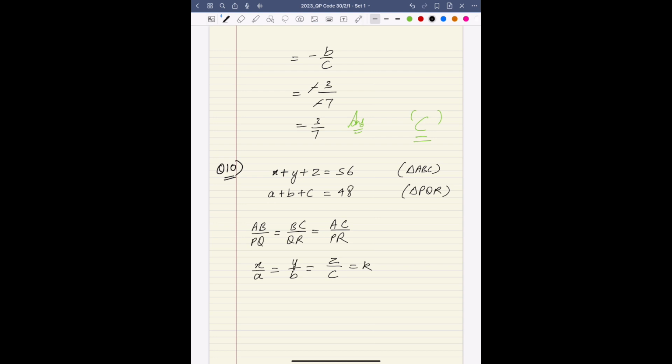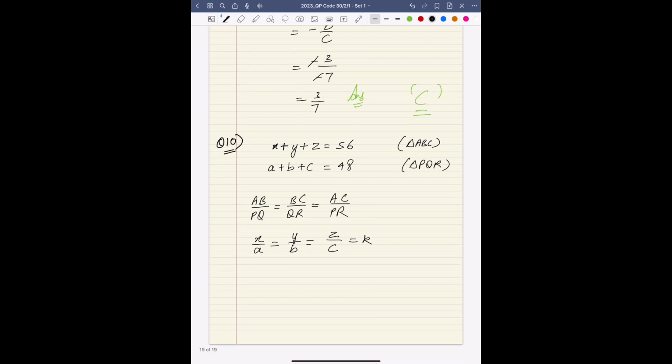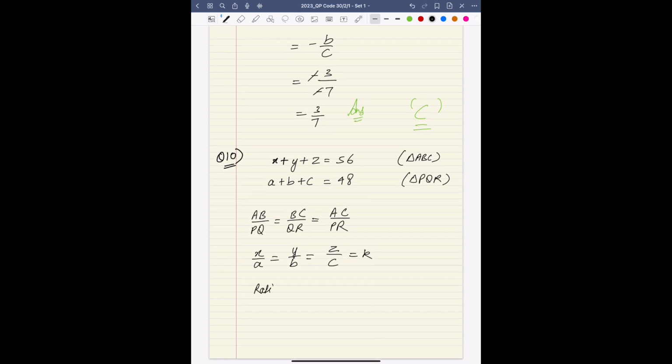So let's find the ratio of their perimeters. Just to explain, we need PQ upon AB, so we take PQ on top, which is a plus b plus c divided by x plus y plus z, which is 48 upon 56. Cancel this, so 6 upon 7.